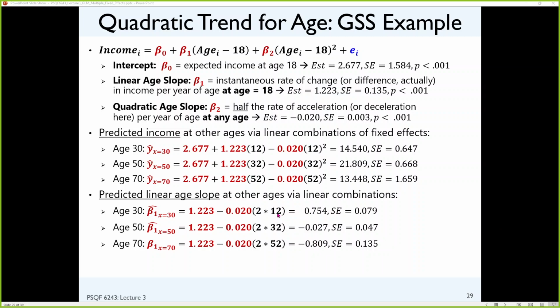And why is it 12 if I'm doing a prediction for a 30-year-old? Because of the centering. 30 is 12 more than 18. That's how I would say that.